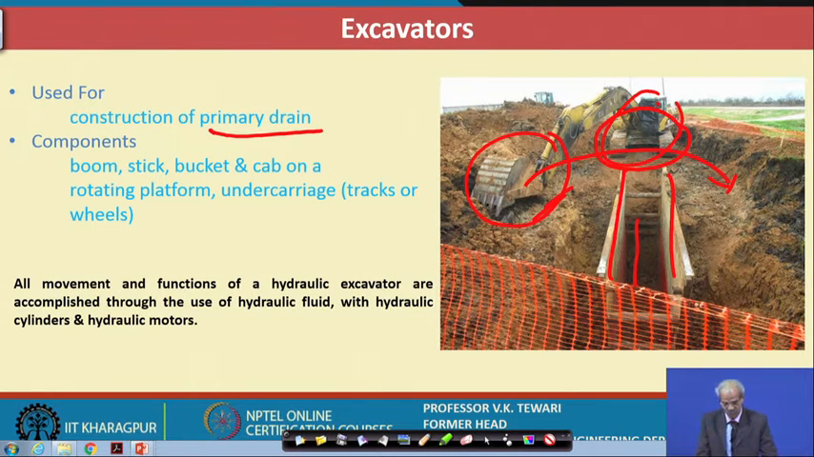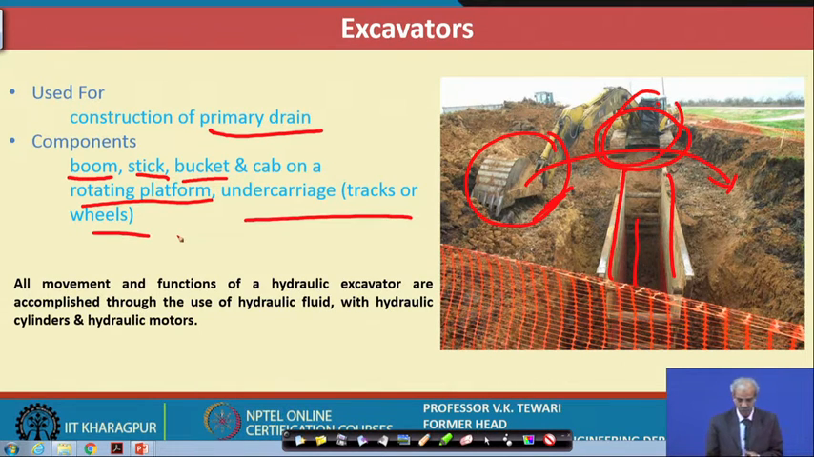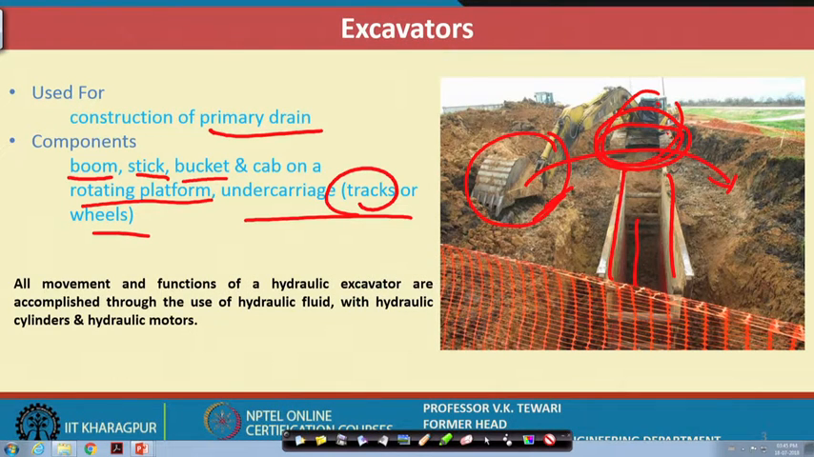What are the components of this? Yes, the components of this particular excavator are the boom, then the stick which is connected to this, then the bucket, which is at the end where the material is lifted, the cab in which the person will be, and a rotating platform, yes, undercarriage tracks or wheels. Many times the undercarriage tracks are more important than the wheels. These are the ones which will keep the traction and maintain the location at that place, because balancing of this is very important while it is doing the job.